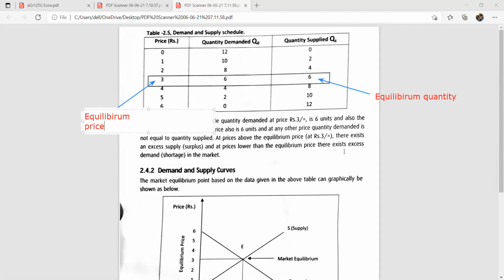Right. Then what are excess demand and excess supply? Excess demand means demand is greater than the supply. Excess supply means supply is greater than the demand. So excess demand occurs at any price below the equilibrium. When we look at 0, 1, 2, here we can see excess demand.